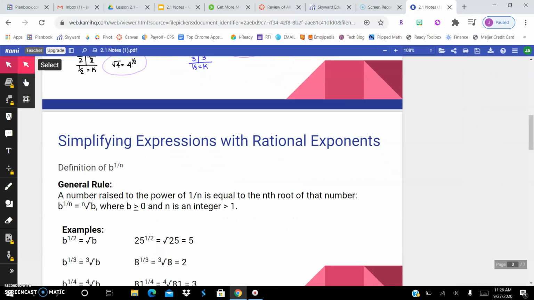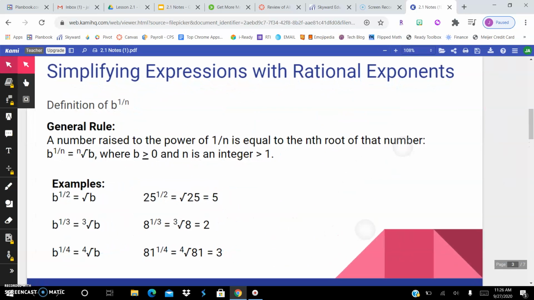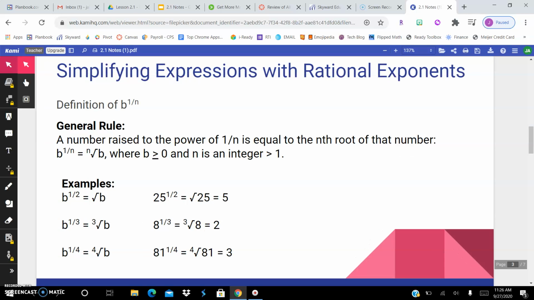All right. So simplifying expressions with radical exponents here. The general rule is that a number raised to a power of 1 over n is going to be equal to the nth root of that number. So this is what we just showed in the last slide. This is just the generic definition of it. So if I have b to the 1 over n power, that's going to be the same thing as the nth root of that number.